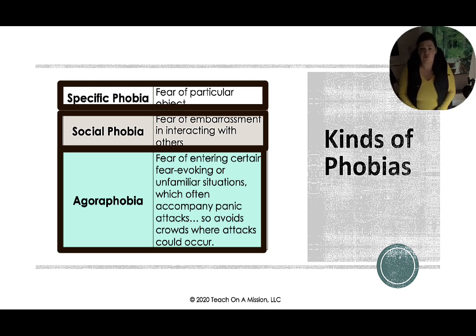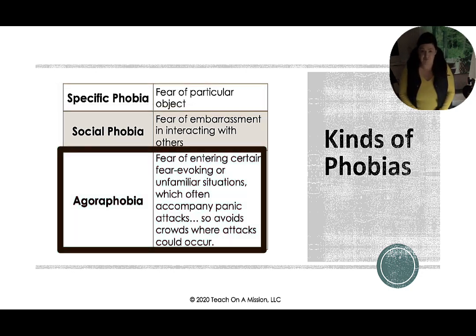This person will avoid crowds where the attacks could possibly occur, and they avoid being around a lot of people or even wanting to go outside into any situation where the phobia they have may occur. So oftentimes what you find with people with agoraphobia is they never want to leave their home, right? Because, let's say, they have a fear of an enclosed place like an elevator, and they're afraid that they're going to have this strike up of fear and panic attack in that elevator.